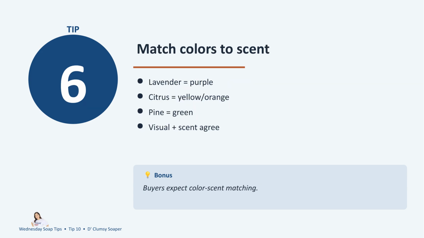Here is something that can quietly make or break your soap sales: color and scent alignment. When a buyer picks up a lavender bar and it is purple, everything clicks. Their brain confirms the scent before they even smell it. Citrus soaps in yellow or orange, pine and green, these pairings tap into deeply ingrained sensory expectations. Mismatching them creates subconscious doubt, and doubt kills purchasing decisions faster than a bad fragrance.